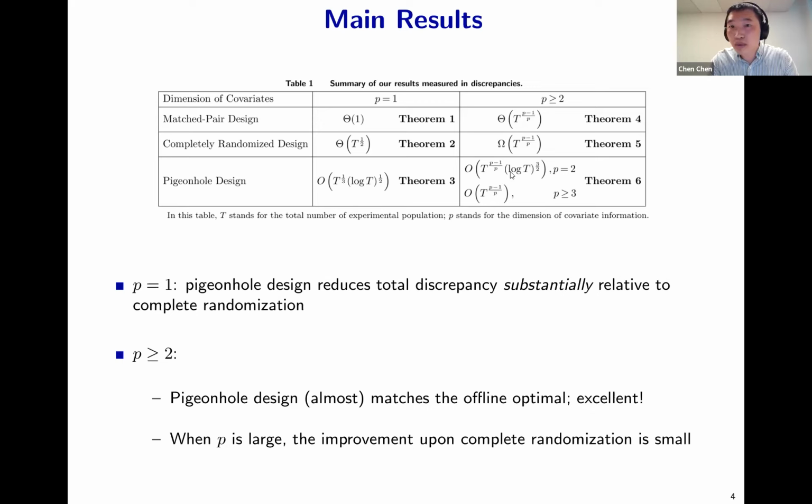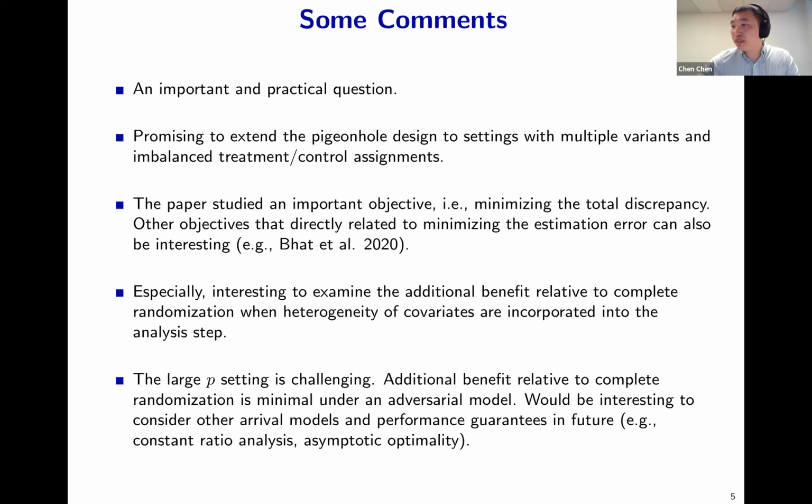Okay? But on the other hand, we need to admit that when p is very large, the improvement upon the complete randomization is very small, because the performance of the complete randomization cannot be worse than the order of t. So the benefit is at most the order of t to the power of 1 over p. So this is basically the summary of the paper.